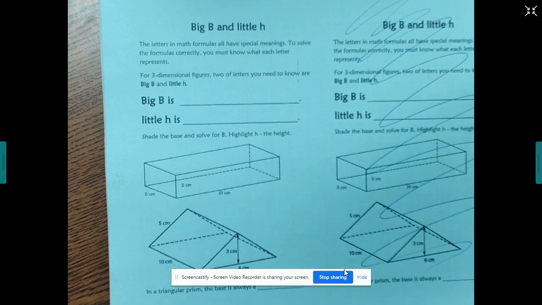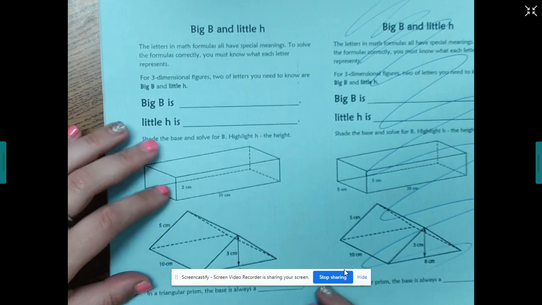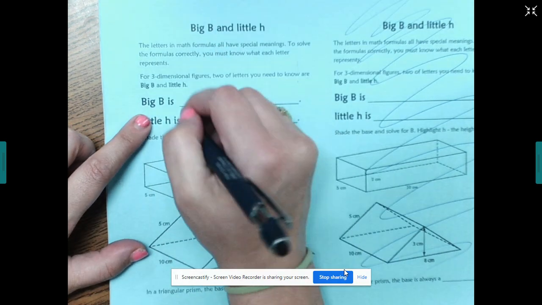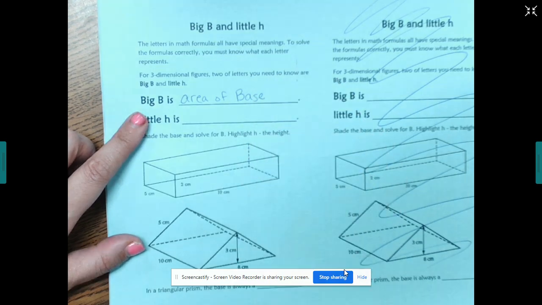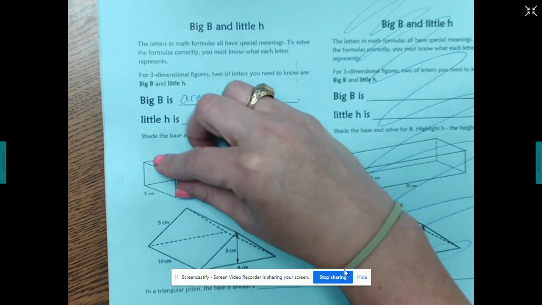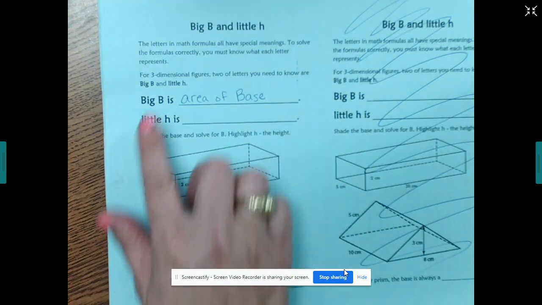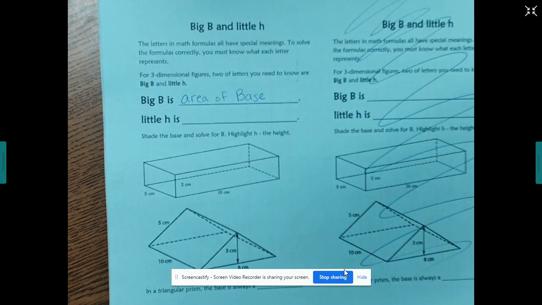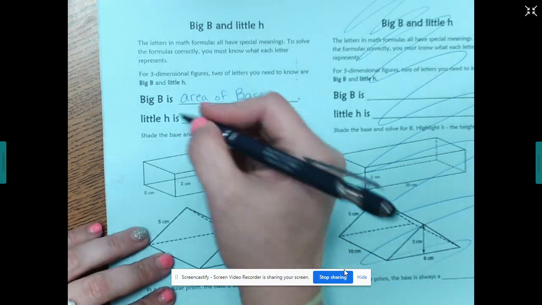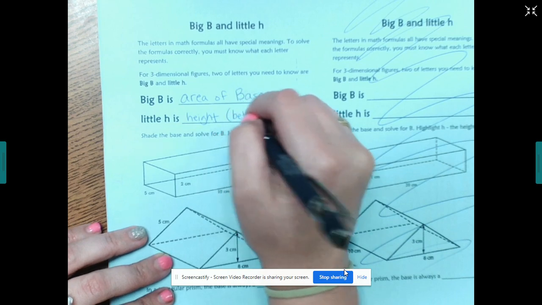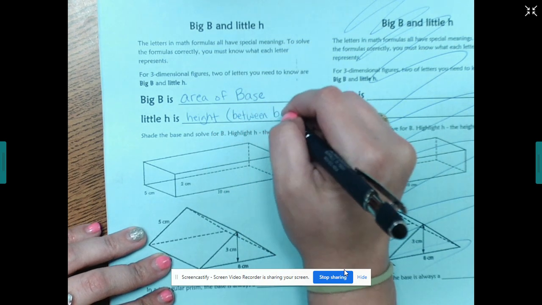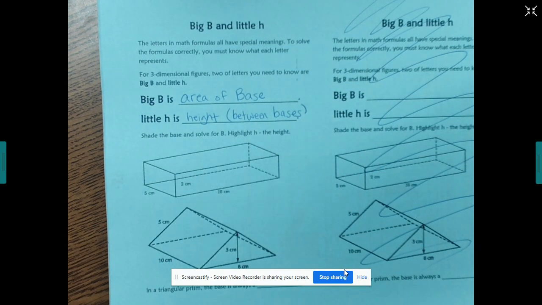All right, I'm going to talk to you a little bit about big B and little h, because it's different than little b, little h. All right? So in a 3D shape, big B means the area of the base, okay? When we talked about little b, it just means the base of a 2D shape. But big B means the area of the base of a 3D shape, okay? And then like I said a while ago, little h is the height, and it is found between the bases. So once you highlight your bases or shade with your pencil, whatever, it's super easy to see what the height is, okay?